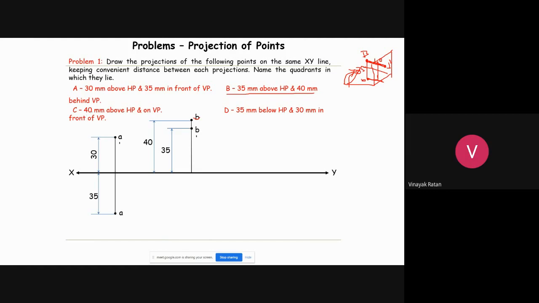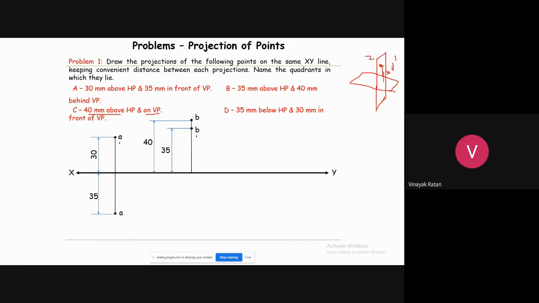Now the projection of point C. Point C is above HP and on the vertical plane. In which quadrant does the point lie? Just now I explained it to you. The point is above HP, at a distance of 40 mm, and on the vertical plane. In which quadrant does it lie? Yes, first and second quadrant.